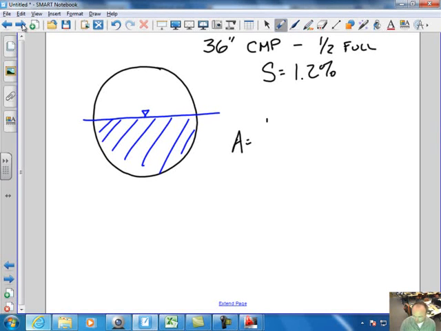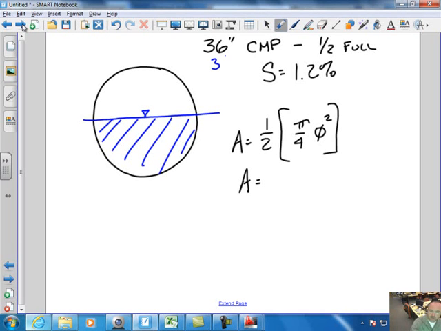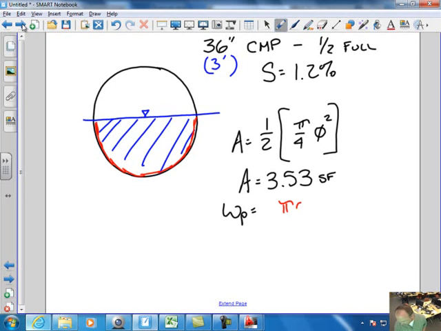So my area is going to equal 1/2, because it's half the pipe, pi over 4 times diameter squared. So my area, 36-inch pipe, is a 3-foot pipe. So my area is going to equal pi divided by 4 times 3 squared, divided by 2. So my area is 3.53 square feet. My wetted perimeter is my circumference right here. And my circumference for a circle is equal to pi times diameter. But in this case, we have half a circle, so that'd be 1/2. So 0.5 times pi times my diameter, which is 3. So that's 4.713 linear feet.